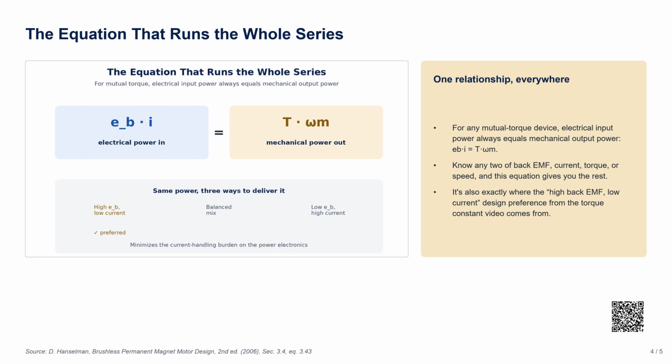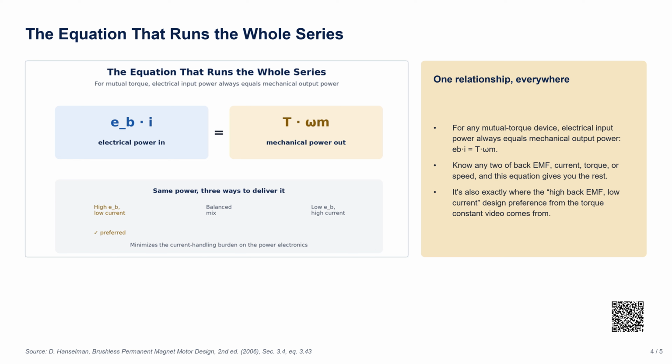Here's the equation that quietly runs through this entire series. For any device producing mutual torque, electrical input power always equals mechanical output power. Back EMF times current equals torque times mechanical speed. Know any two of those four quantities, back EMF, current, torque, or speed, and this equation hands you the other two. But it's not just a bookkeeping tool.